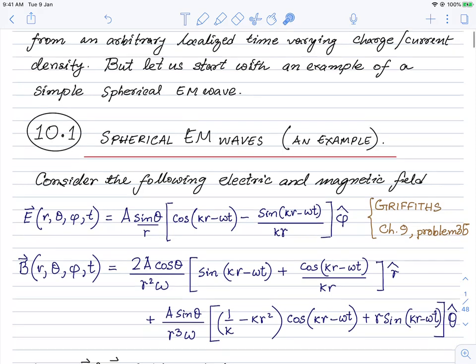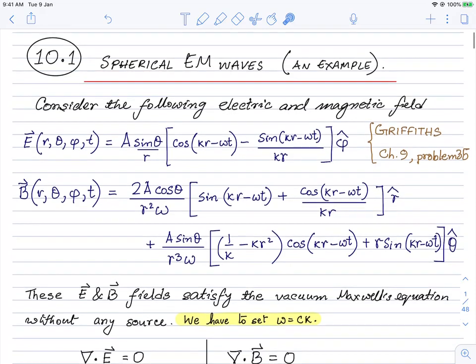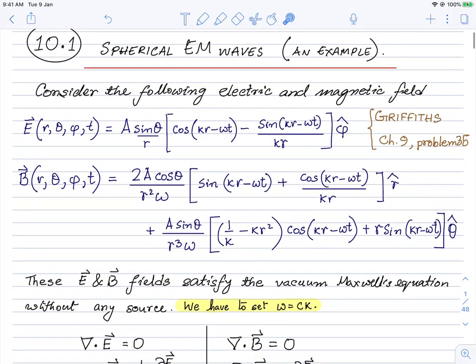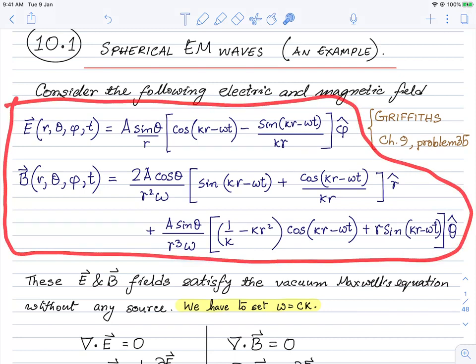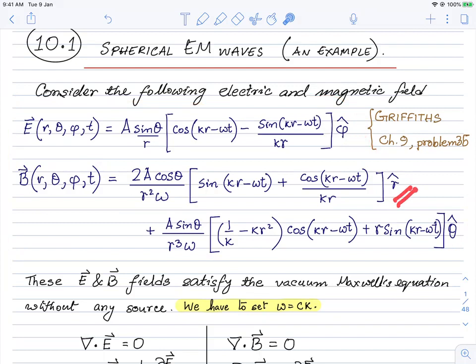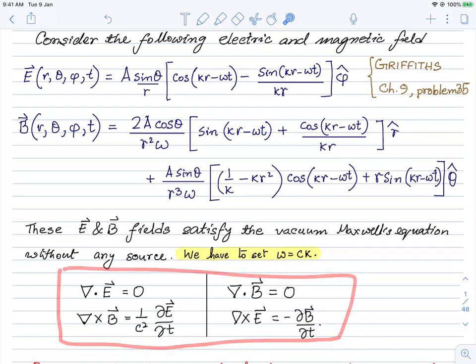This example is taken from a problem or an exercise in Griffiths, so you can look at that problem. As you can see, I have written down the electric and magnetic field here. The electric field is pointing along the phi direction, whereas the magnetic field has a component along the r hat direction as well as along the theta hat direction. And you can check that this set of electric and magnetic fields solves the vacuum Maxwell equations without sources.